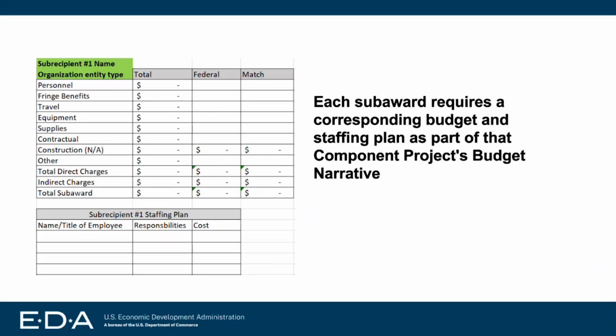Next is subaward. Like I said, subaward budgets should be included. Make sure each subaward requires its own small budget and staffing plan, but those should all be kind of attached together.